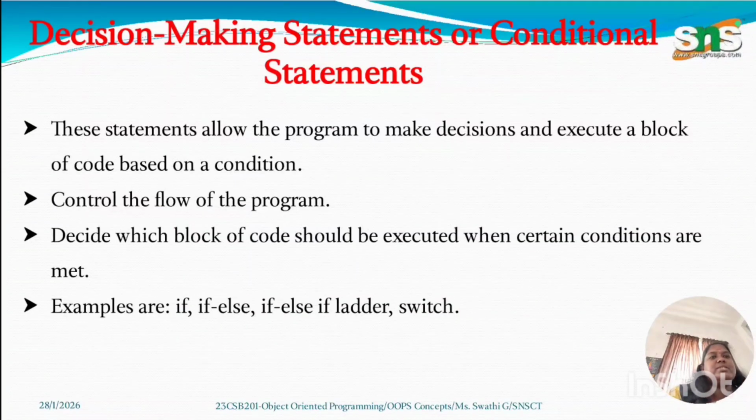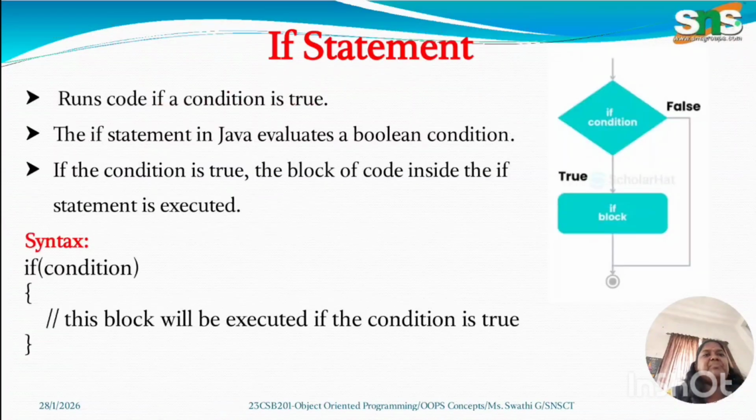Now decision making statements are conditional statements. These statements allow programs to make a decision and execute a block of code based on the condition. They control the flow of the program and decide which block of code should be executed when certain conditions are met. Examples are if, else, if ladder, switch, etc. First, the if statement runs code if a condition is true.